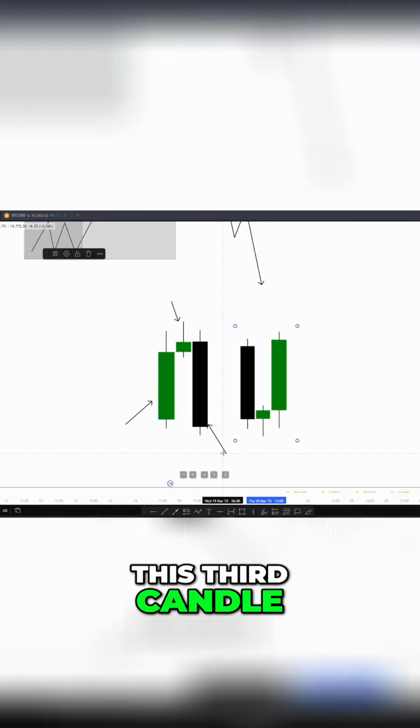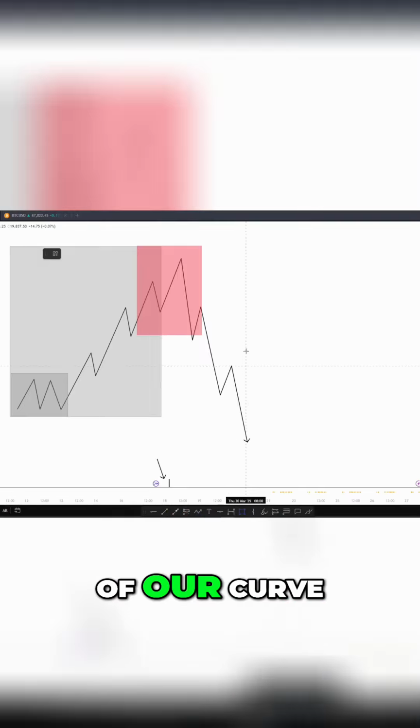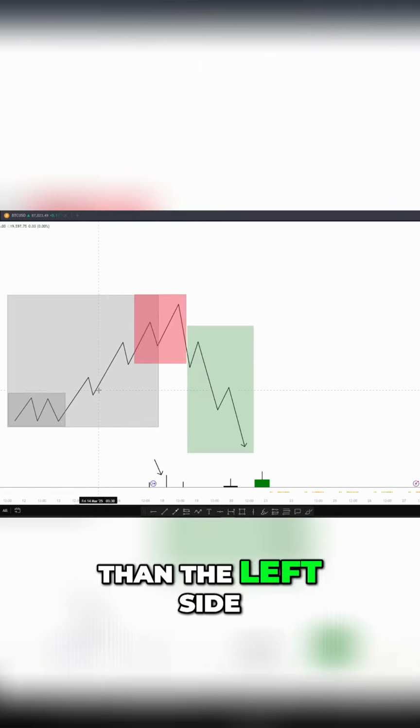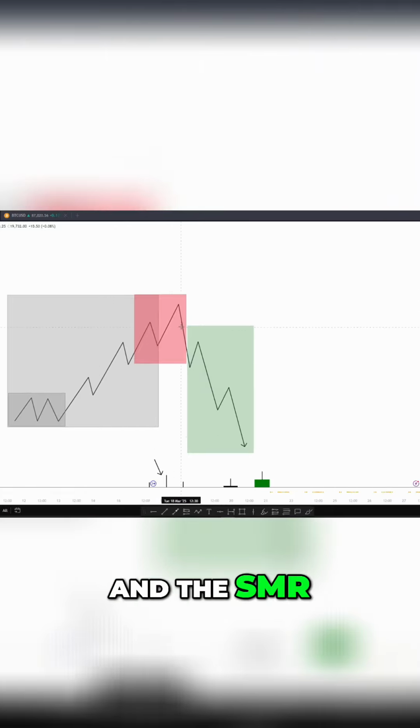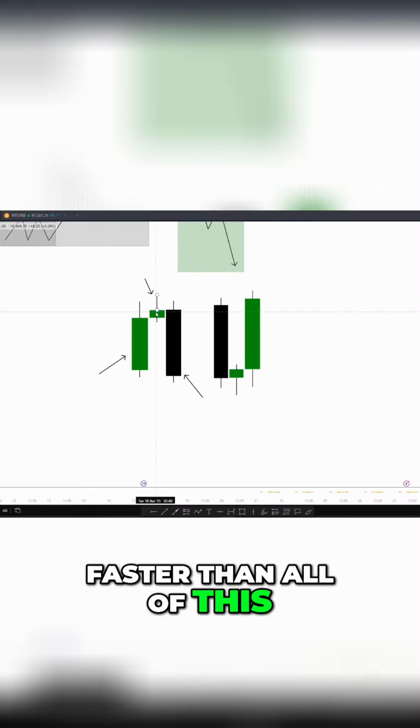Now, this right here, this third candle, guess what? This third candle is the right side of our curve, starting from there down to there. Now, what you'll also see is that our right side of the curve is much faster than the left side and the SMR, right? This side moves much faster than all of this.